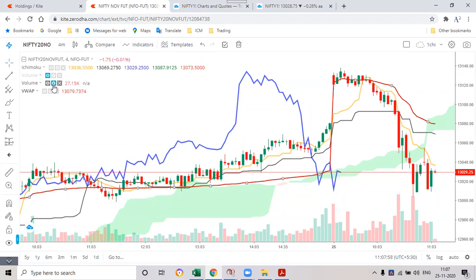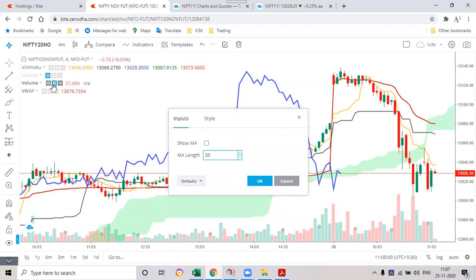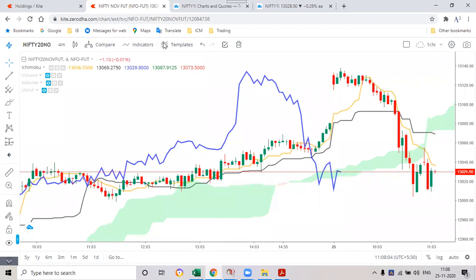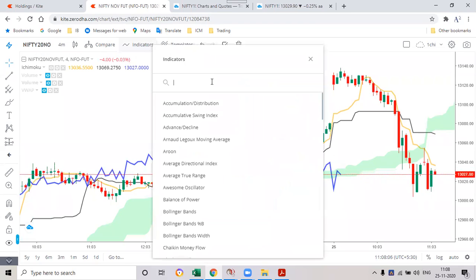Now, how do you get this particular system? So what you have to do is, you have to go to indicators.